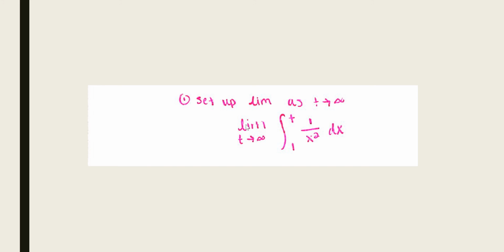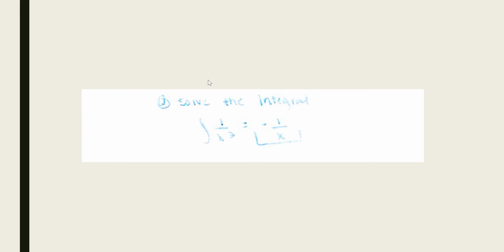Our first step is to set up the limit. So we have a limit at infinity, the limit as t approaches infinity of the integral from 1 to t of 1 over x squared dx. The infinity, like I said before, was replaced by this t because right here we have the t approaching infinity. The second step is the first step to solving the integral using the FTC. So when we do this, we need to solve the indefinite integral. So we have the indefinite integral of 1 over x squared, which equals negative 1 over x.